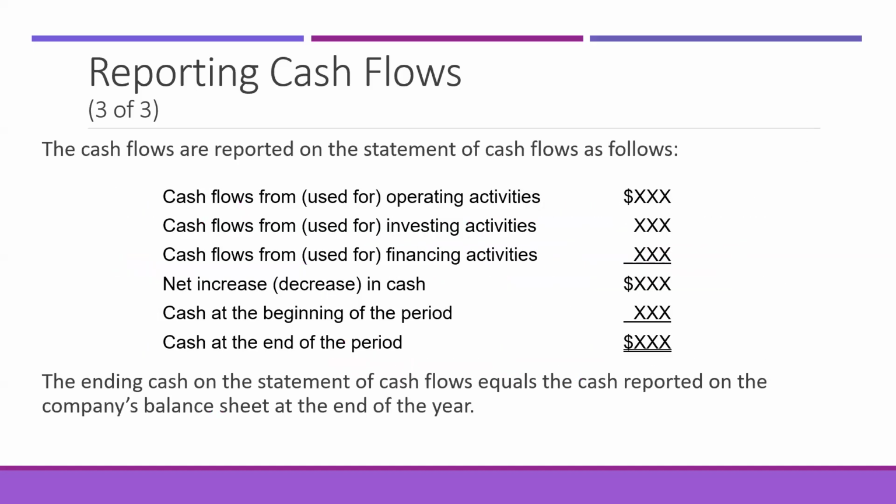And the cash flow statement is laid out as follows. We have cash flows from or used for operating activities, investing activities, and financing activities. It's always going to be in that order. So operating on top, then investing, then financing. Then we have net increase or decrease in cash, and then we also show the cash at the beginning of the period and cash at the end of the period.